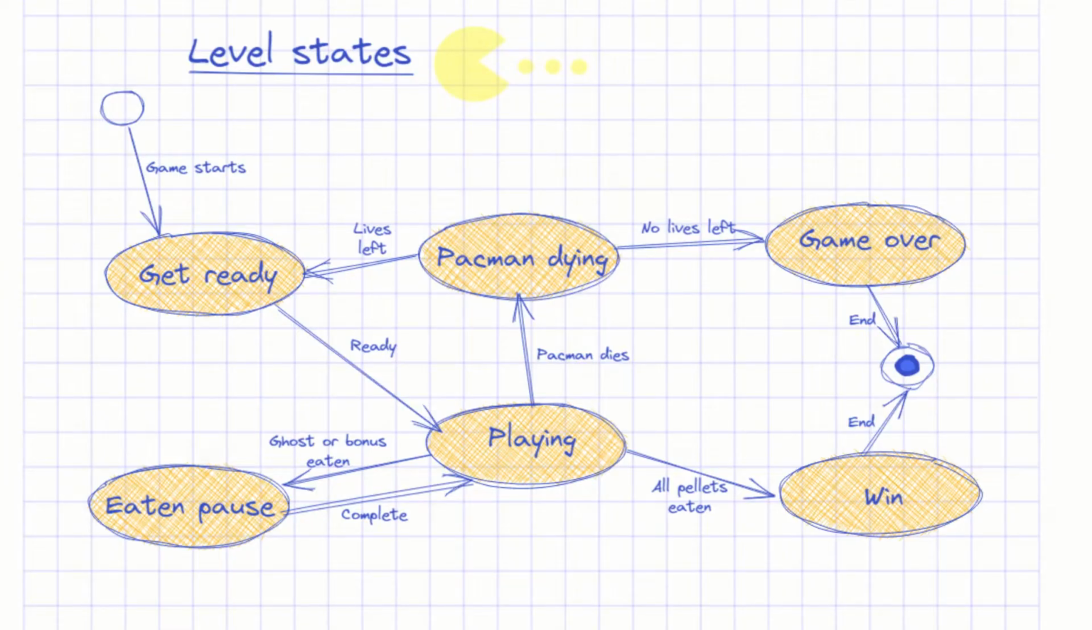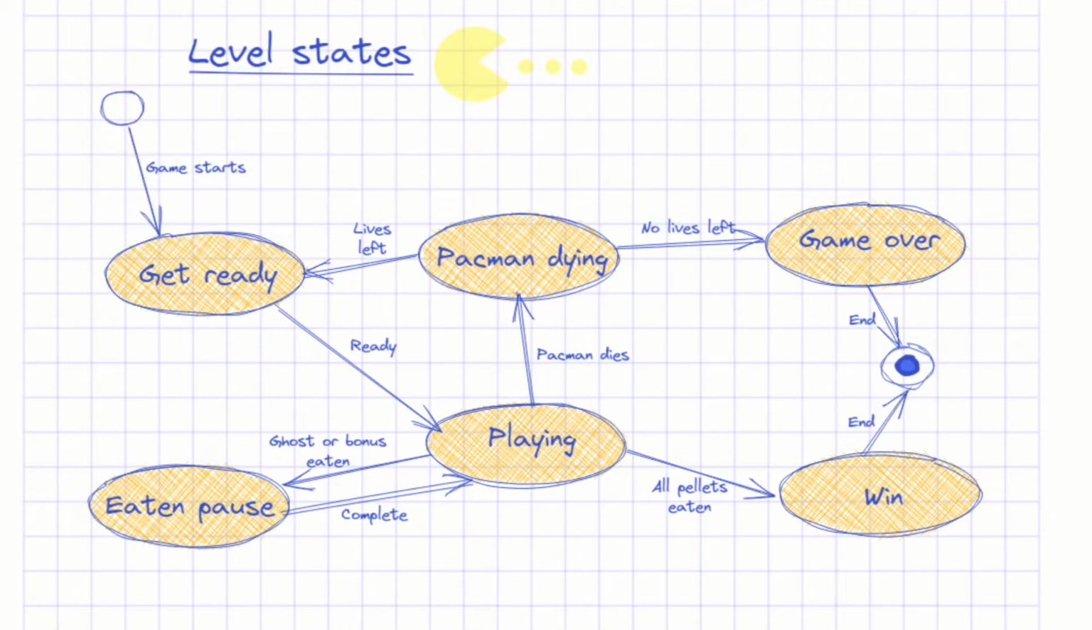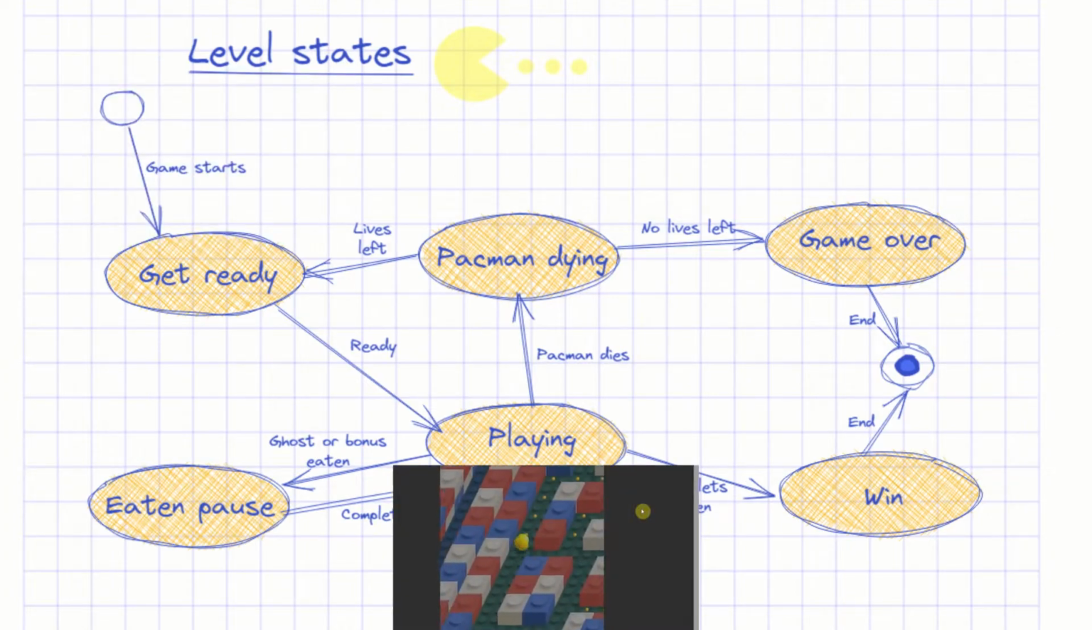As mentioned earlier, the level itself can be considered to be in different states, like get ready, Pacman dying, or game over, so the level needs to behave differently depending on which state it is in. This state diagram shows all the different states the arcade version of Pacmania can be in, so when the level starts, or after Pacman has died, it goes into the get ready state, where the game pauses for a while. After this, it is considered to be in the playing state.